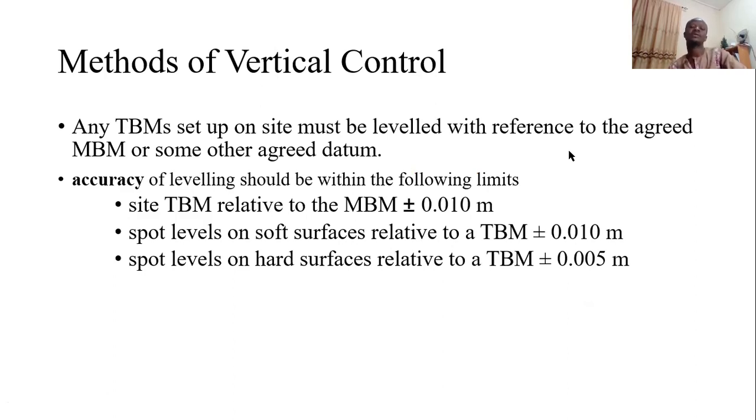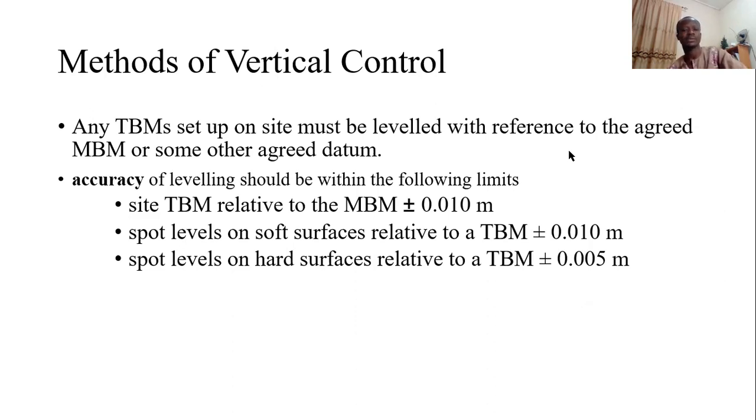The site TBM: we're talking about plus or minus 0.01 of a meter. What does it mean? If I level from point A to point B and I try to check the error, I shouldn't be getting anything above 0.01 of a meter. So let's take that as 2 millimeters. 1, 2, 3. We're getting 10 millimeters. Wow, that's quite a lot.